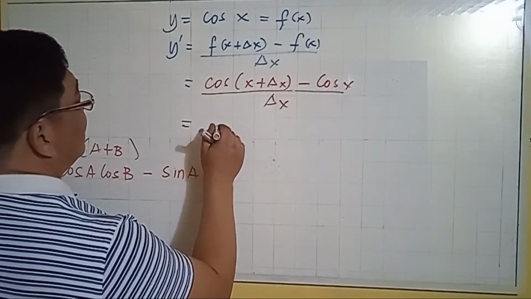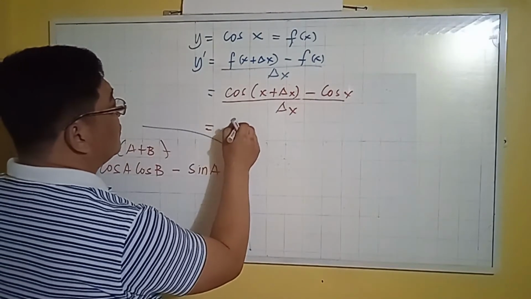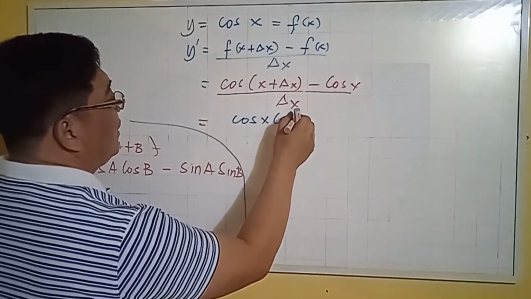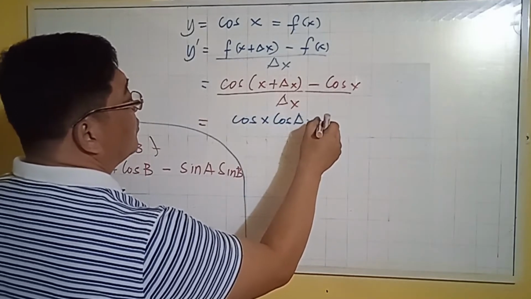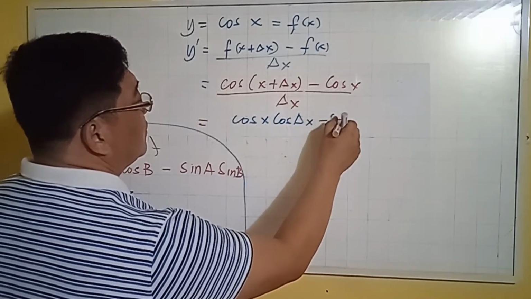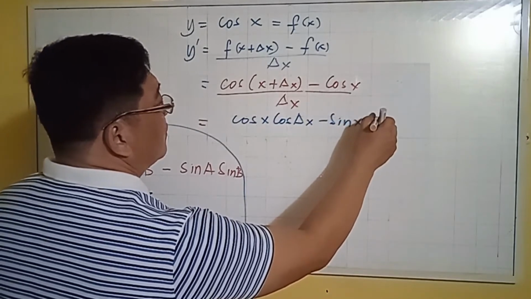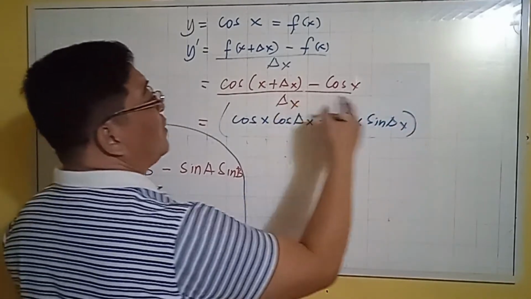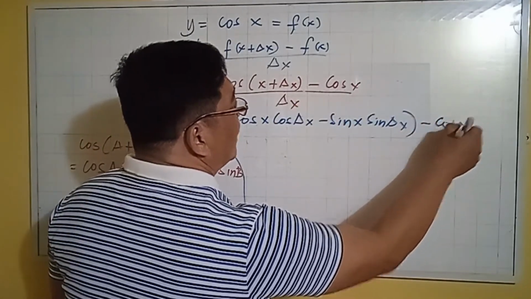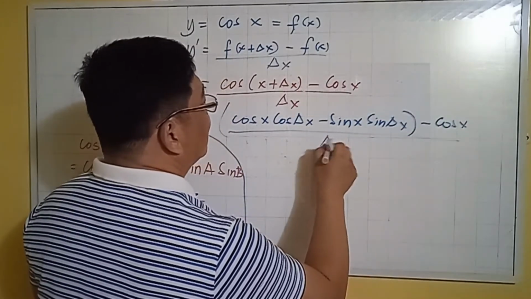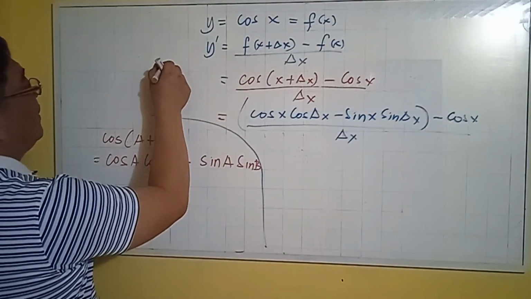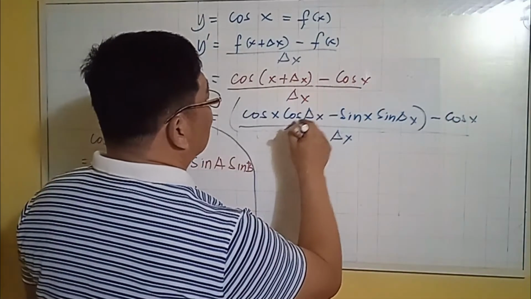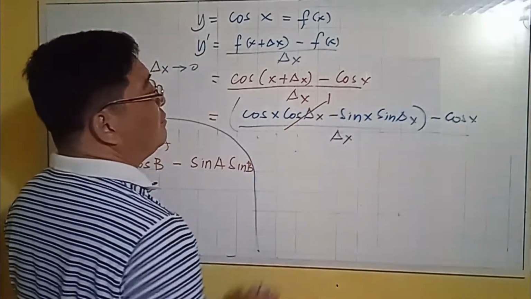Now we have cosine x cosine delta x minus sine x sine delta x, minus this one, cosine x, minus cosine x, all over delta x. As delta x approaches 0, again, cosine 0 is equal to 1.